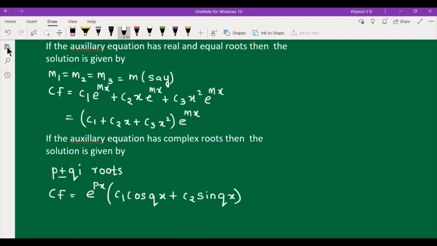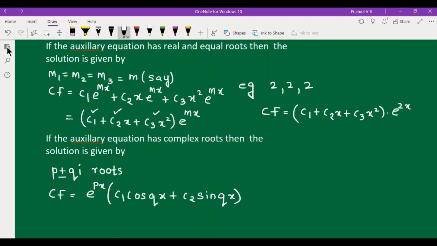then this is how we write the complementary function: c1 e raised to mx plus c2 x e raised to mx plus c3 x square e raised to mx. In short, we can write it as c1 plus c2x plus c3x square, times e raised to mx. If you have three roots which are repeated, then you have a polynomial of second degree in this expression. I will give you an example. Say 2, 2, 2. 2 is repeated thrice. The complementary function can be written as c1 plus c2x plus c3x square into e raised to 2x.